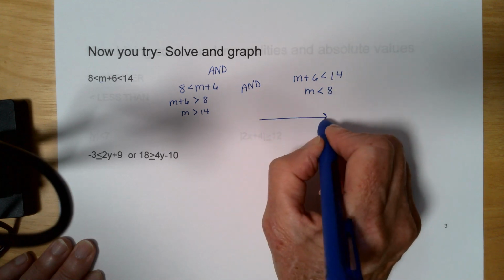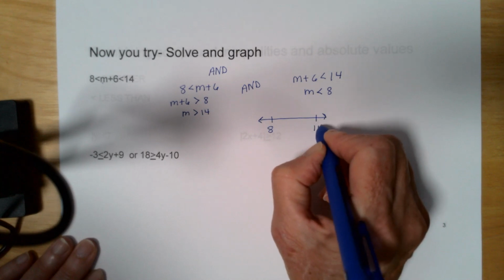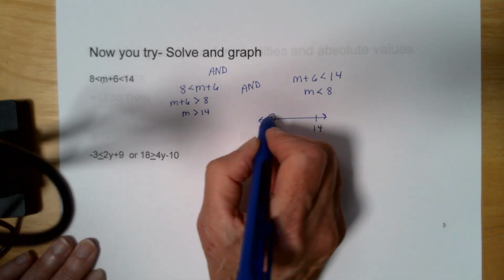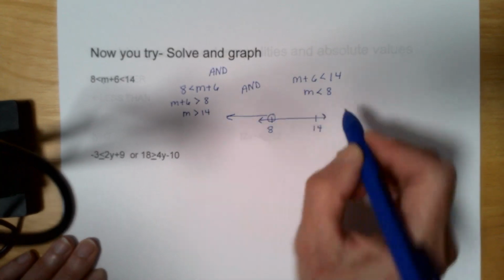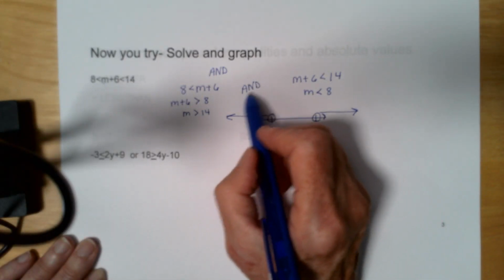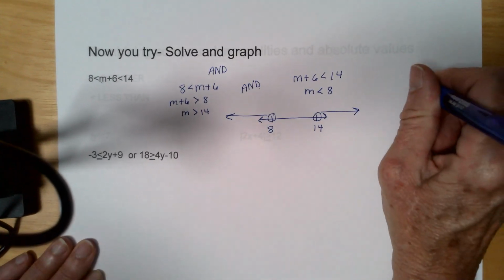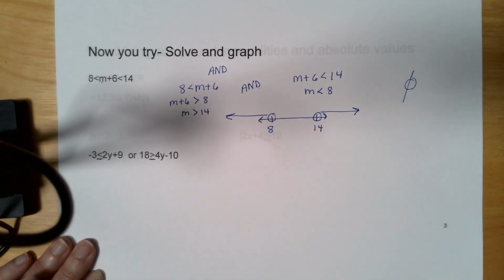So if I look here, I put the 8 on the left-hand side, the 14 on the right-hand side. This goes in this direction. This goes in this direction. I'm looking for what they have in common because they're an and statement. They have nothing in common, so this is an empty set.